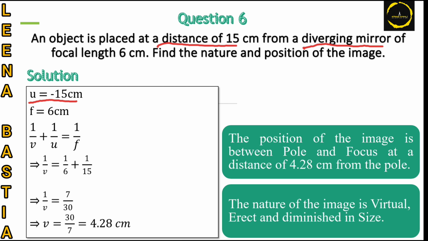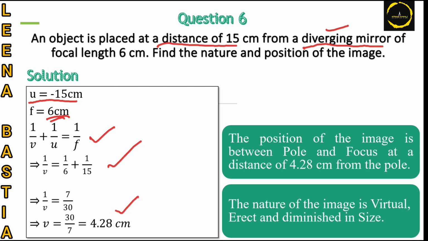Focal length f is what? 6 centimeter. Why? Because it's a diverging mirror. Focal length is negative in case of a concave mirror, not in convex. In convex we have to take it positive. Very simple. Now this is the mirror formula. Put the values, and ultimately the value of V you are going to get is positive, that is 4.28 centimeter.